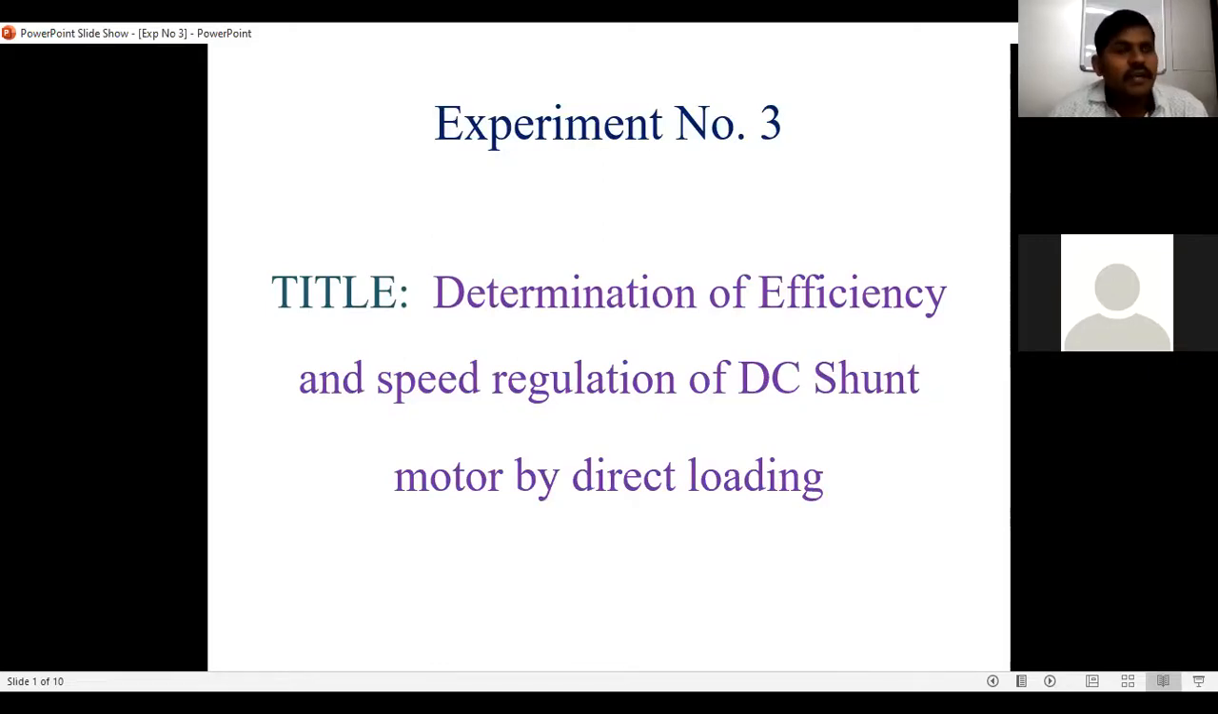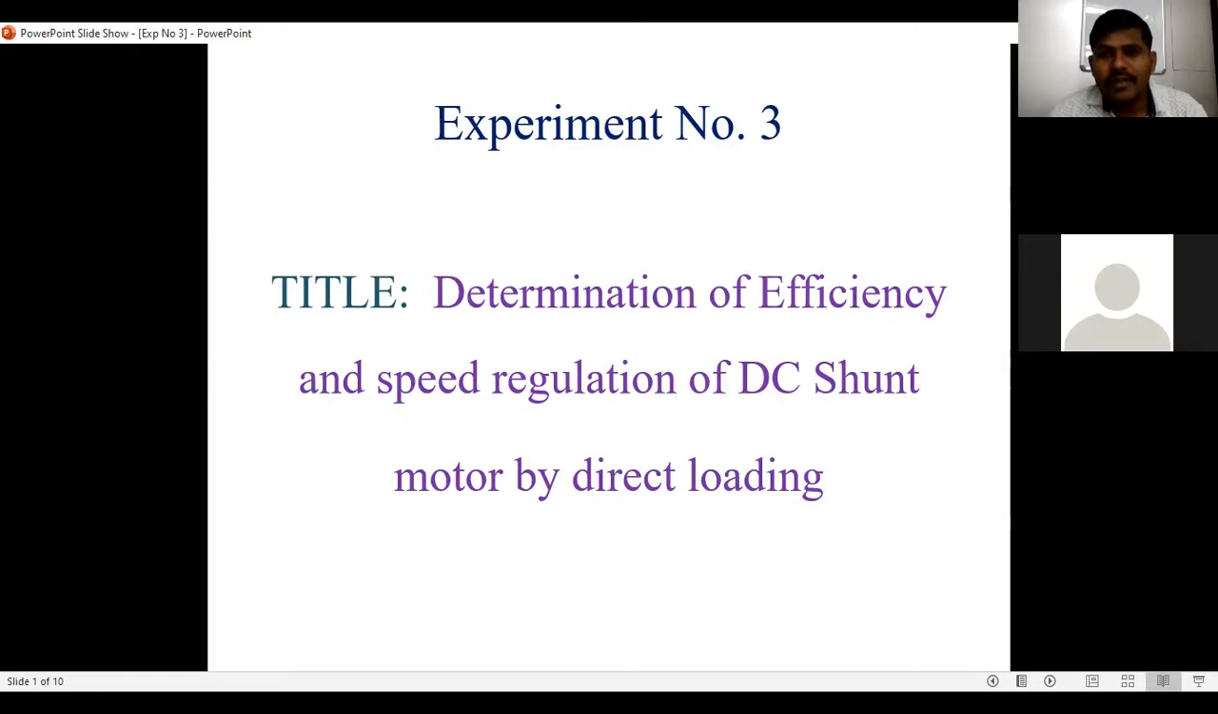As we know, the load on the DC shunt motor is in the form of mechanical load. So we are directly putting a mechanical load on the output of the motor. So this is the direct loading condition. Direct loading and indirect loading we will discuss in unit number 3, that is testing of DC motor or testing of DC machine.